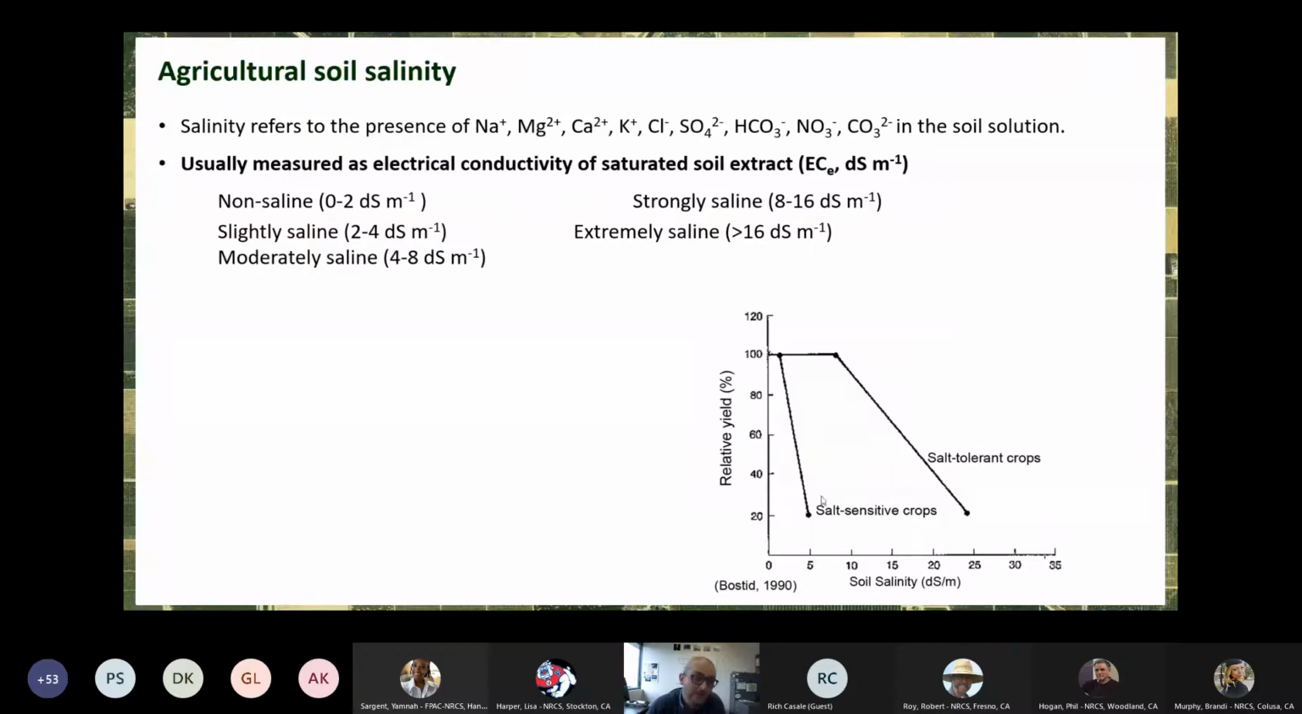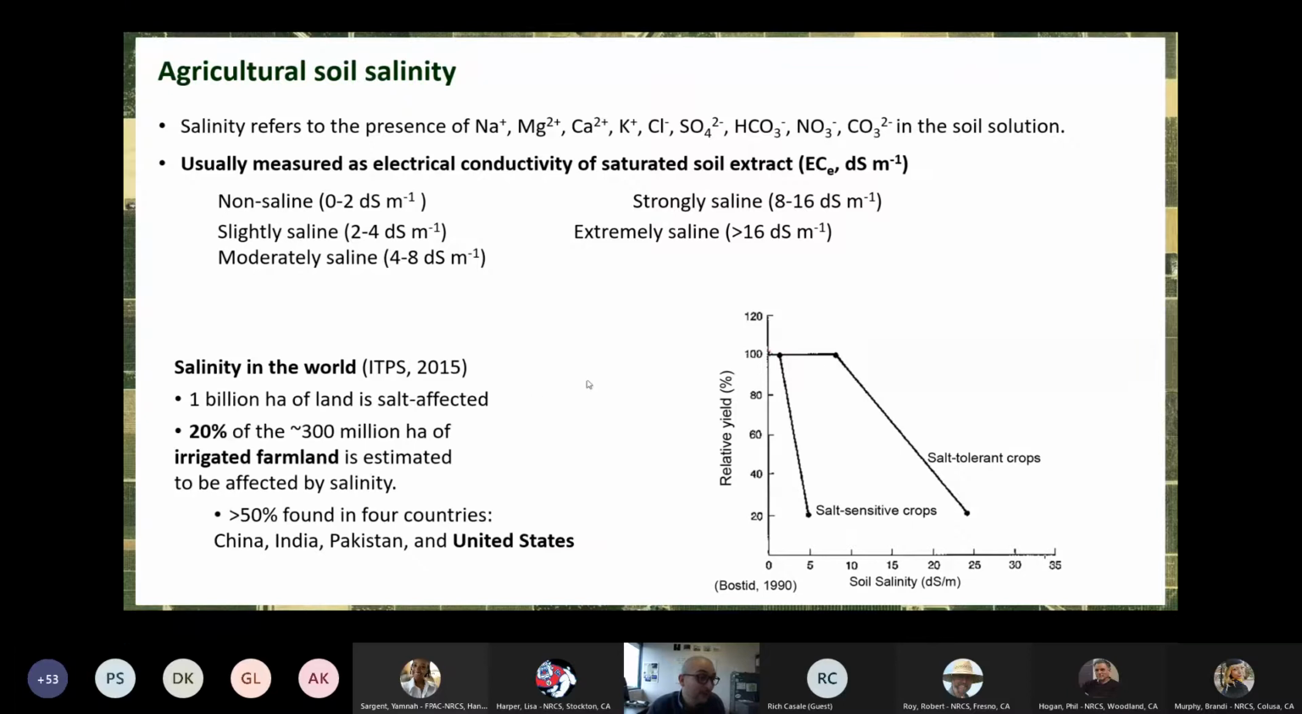Because as we see here in this graph, for some, let's take salt-tolerant crops, certain levels of salinity are not detrimental to the crop, but once we reach a threshold of sensitivity to salinity, which is different for different varieties of crops, the crop begins to lose yield, and therefore the profits of the farm will decrease as well.